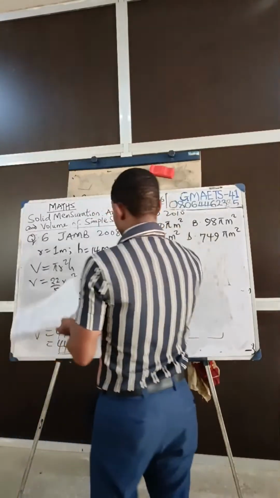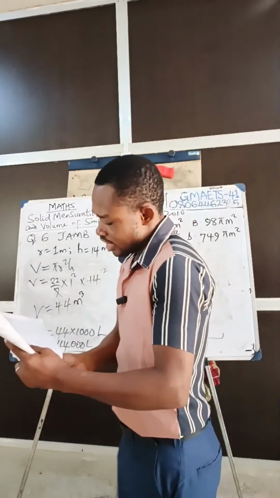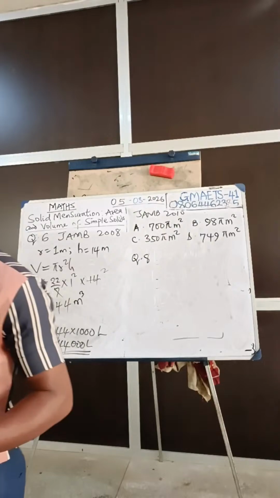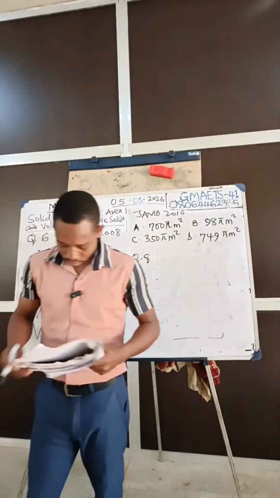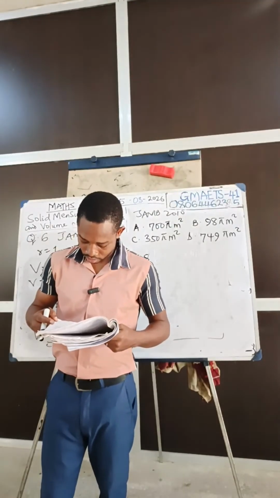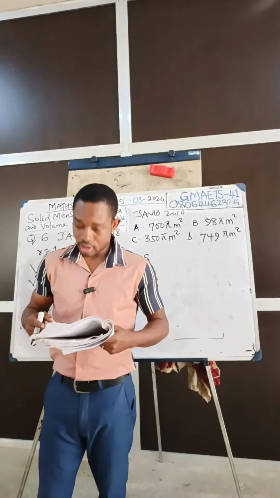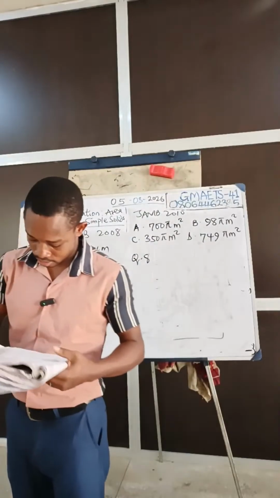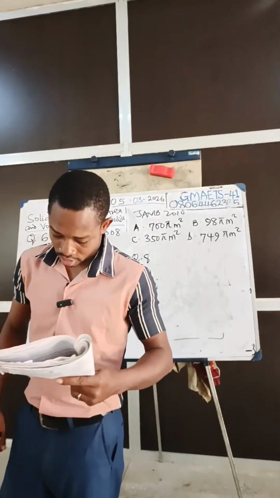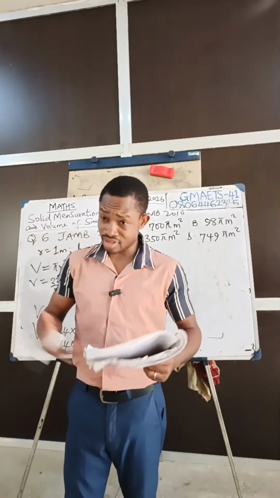Let's move on to the next question, please. Question number 8. A solid metal cube. That is JAMB 2011. A solid metal cube of side. I love this question still. Just saw it, I love it.